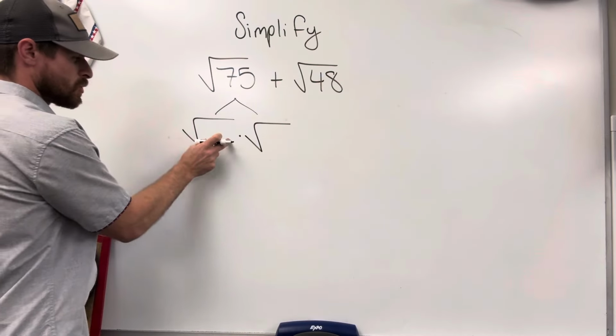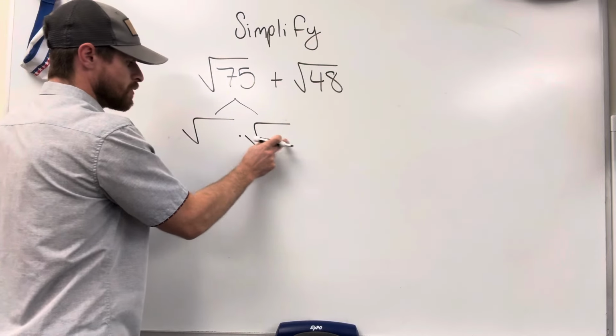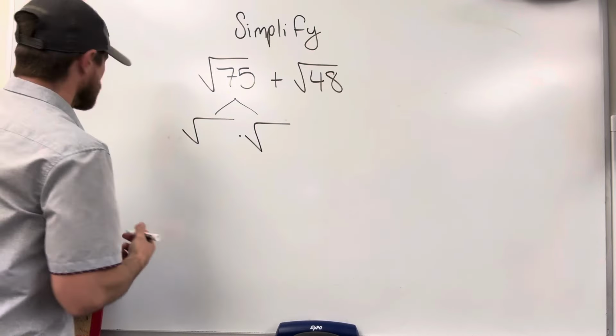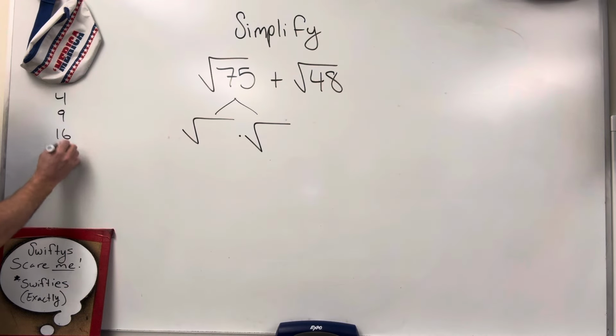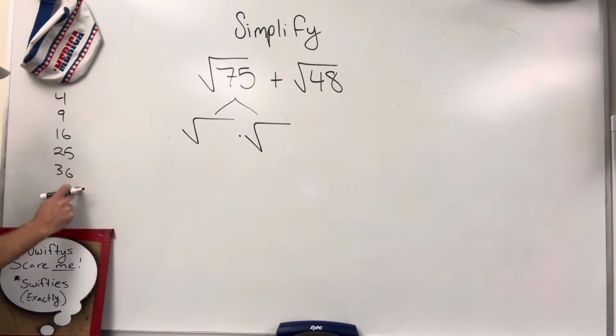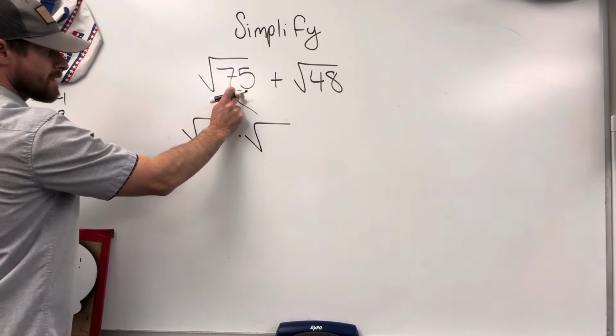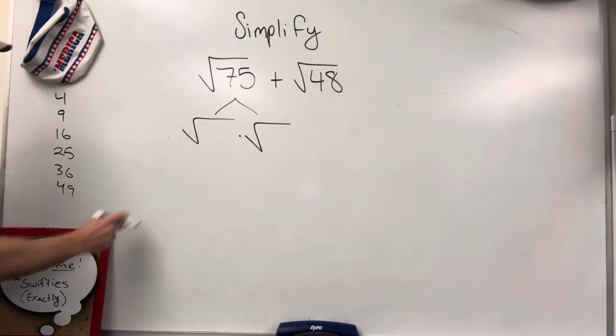So all we got to do is find two numbers that multiply together to make 75, but we want one of those values to be a perfect square. So it's not a bad idea to just list out your perfect squares over here. It helps with the list. You can just look over and say, okay, which of these numbers over here could I divide 75 by and get a nice, neat answer? So here's a list of perfect squares.